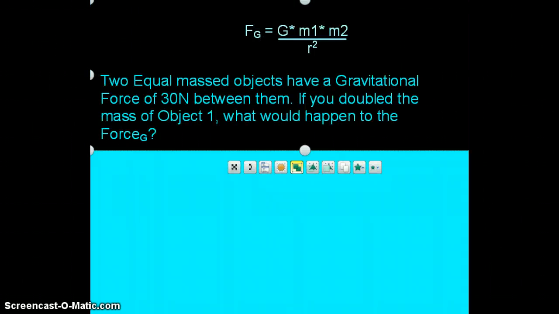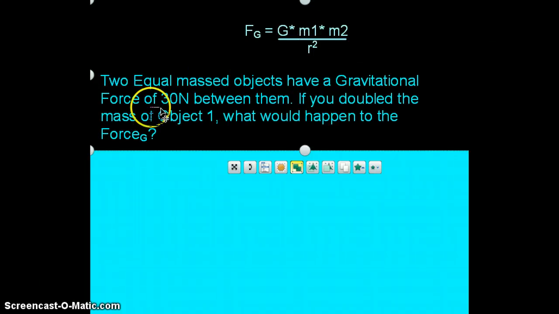For number 12, now we're talking about the universal gravitational force equation. Gravitational force equals the universal gravitational constant times mass 1 times mass 2 over r squared. And we look at the question here: identify the influences of mass and distance on gravitational force.